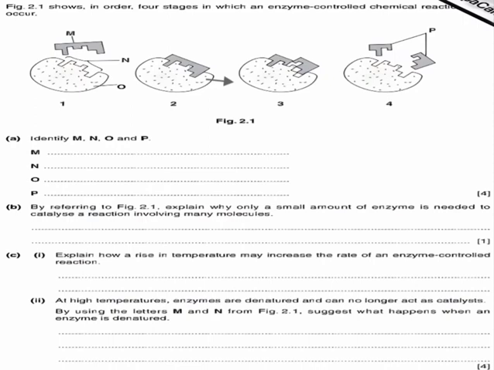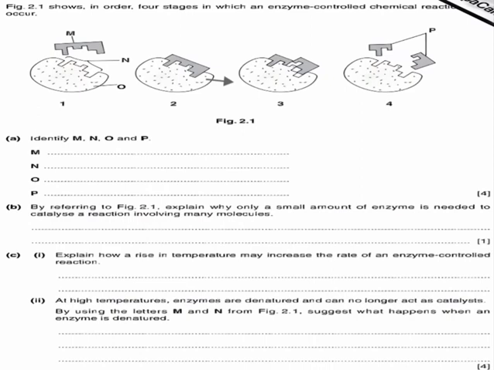So the next one is coming from enzymes. The question is saying figure 2.1 shows, in order, four stages in which an enzyme controlled chemical reaction occurs.